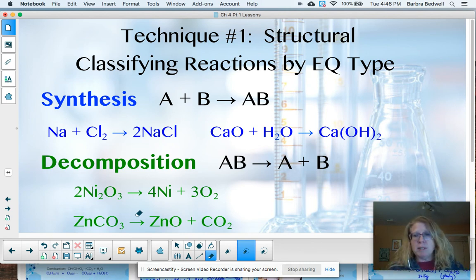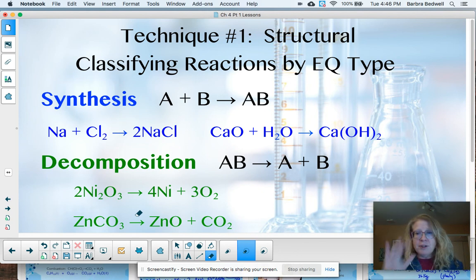Technique number one, which I'm going to show you in the next couple of screens, is a structural method. In other words, looking at the general form of the equation and being able to say, oh, that looks like a synthesis, or that's a single or double displacement reaction. That's useful because it helps us predict what kind of products we might make. And if we know what products we have, then eventually we can predict whether or not the reaction will actually occur, which is a different question. Later I'll go to technique number two, which is more functional, looking at the forces that drive chemical reactions forward.